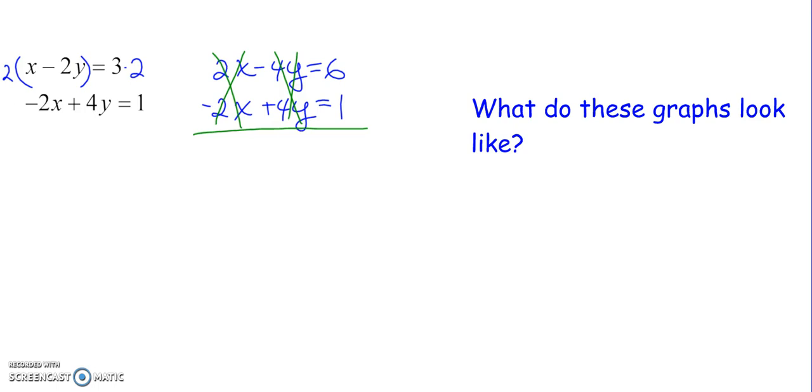So really, my whole left side is equal to 0 because the x's have all canceled out, the y's have all canceled out, and the right side is equal to 7.